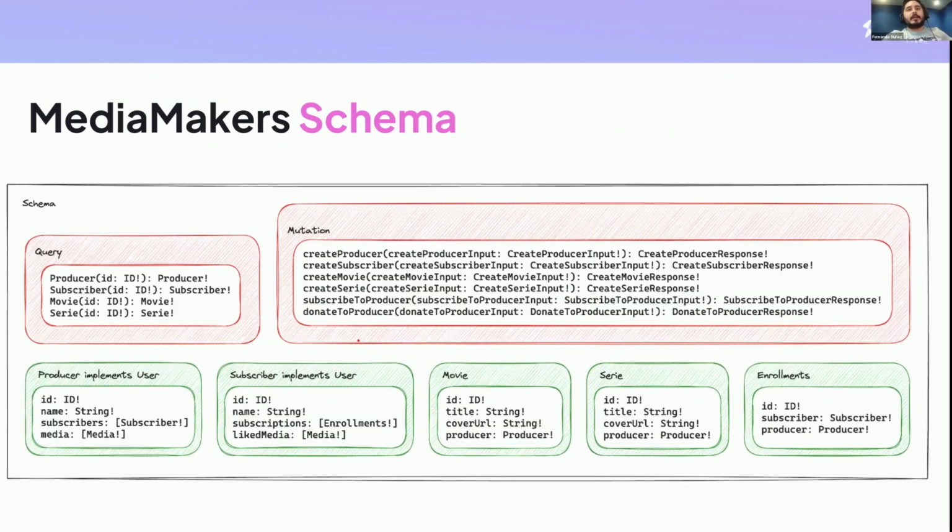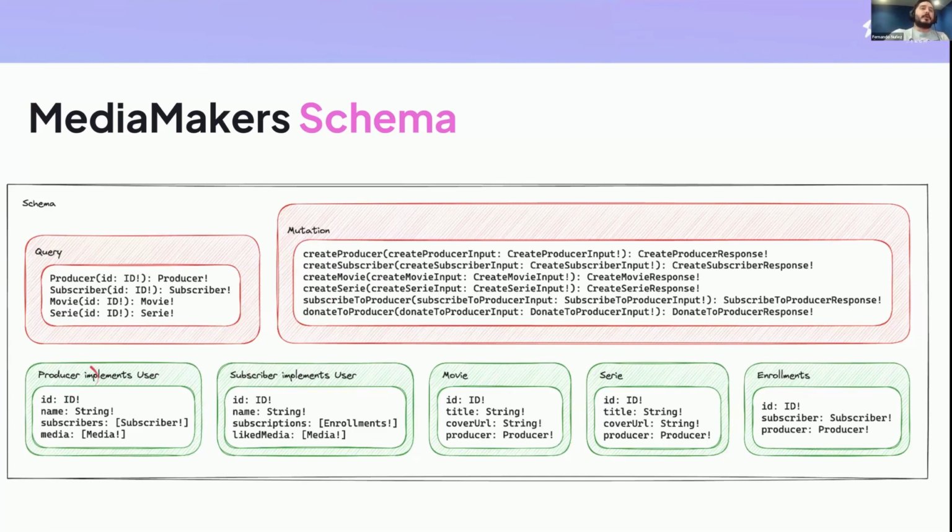So, having that into account, this is how our monolithic schema looks. We have some queries to get producer, subscriber, movies, and series. Also some mutations where we can create producers, subscribers, and movies. Also, we can donate to producers. But the important thing I want you to focus on a little bit is the definition of these types.